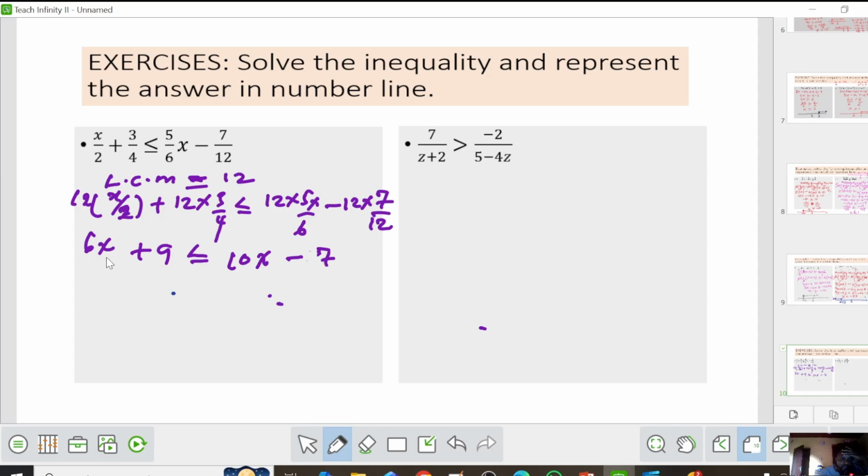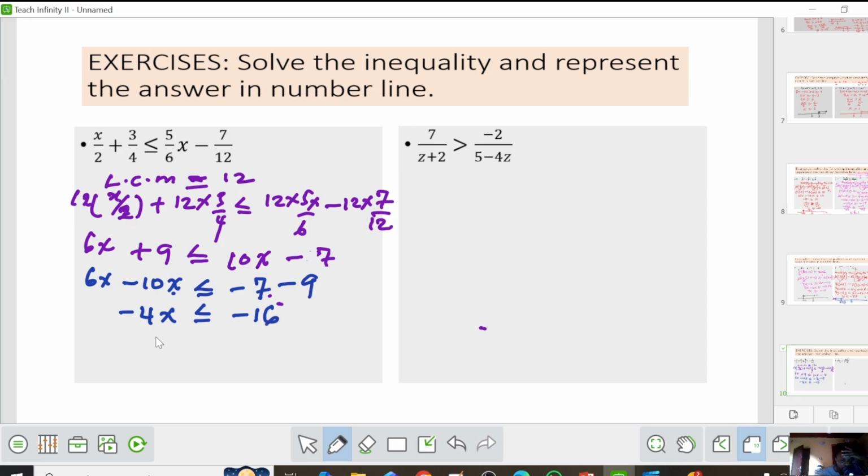Alright, so to collect like terms, I have 6x. The one that has x here is -10x less than or equal to -7. The other term is already on the other side. Then this one will cross, so this -9 is +9 here. When it crosses the inequality sign, it becomes -9. So when you subtract this, you get -4x less than or equal to -16.